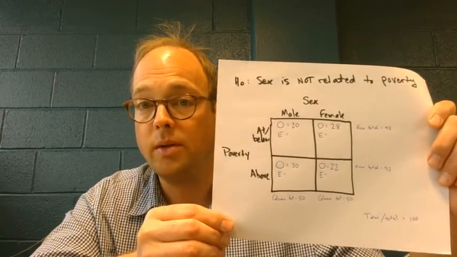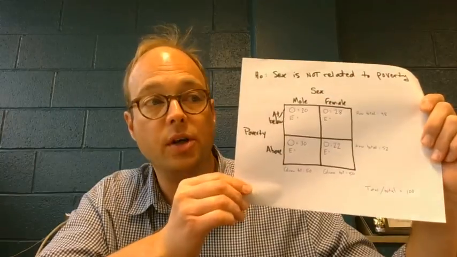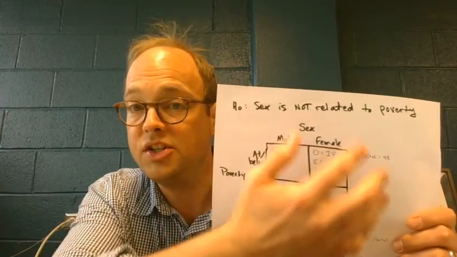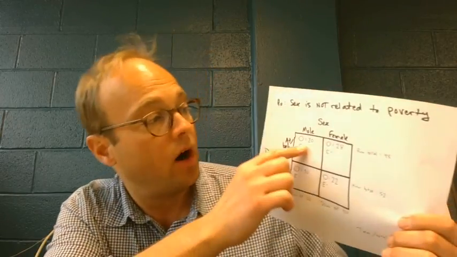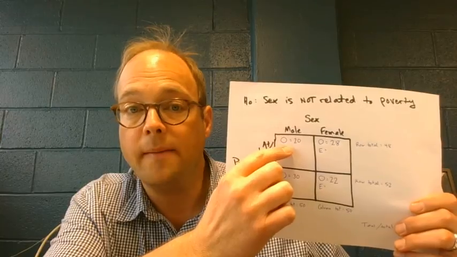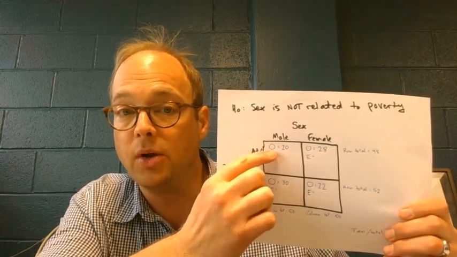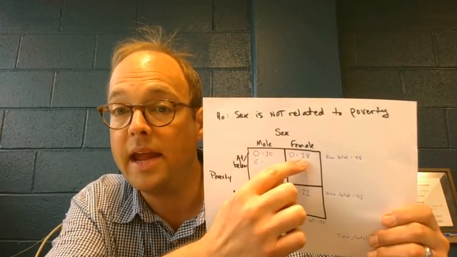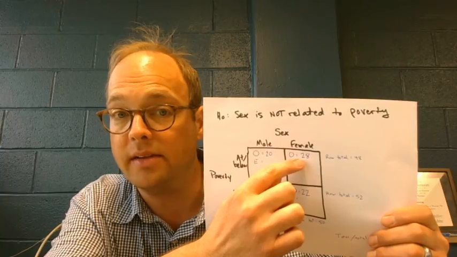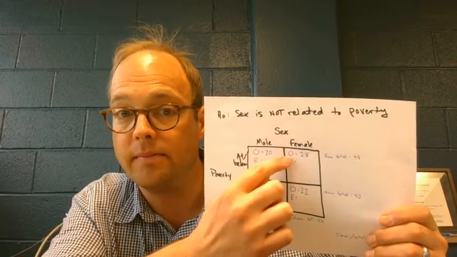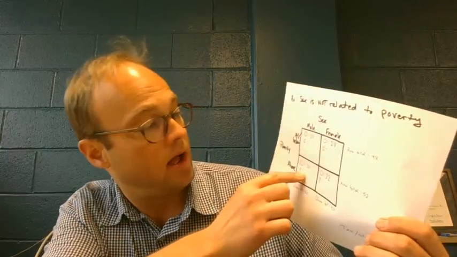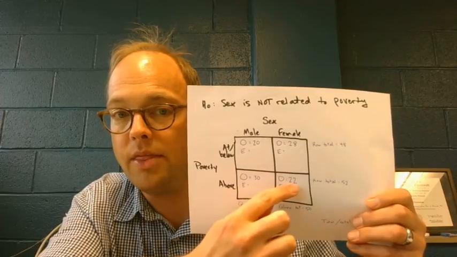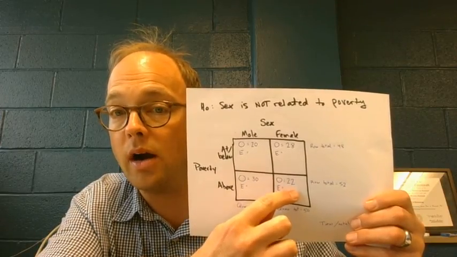And again, as noted before in a previous YouTube clip, observed frequency simply means that's how the data fell. So, according to this contingency table, according to our data, there are 20 men who are at or below the poverty line. There are 28 women who are at or below the poverty line. There are 30 men who are above the poverty line. There are 22 women who are above the poverty line.